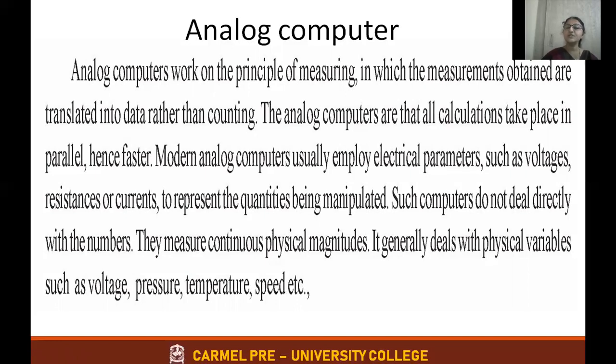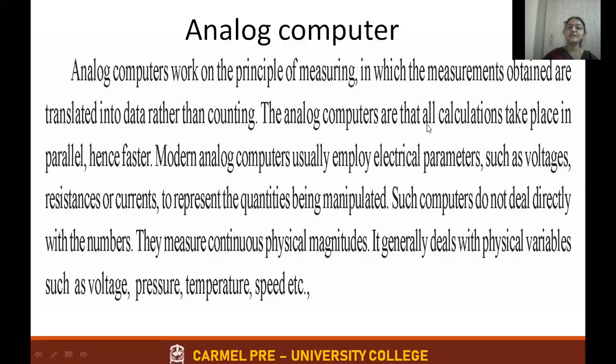Okay, such computers do not deal directly with numbers. Numbers are what we use at home: the PC is a digital computer which works on numbers, zeros and ones. But analog computers are not like that. They measure continuous physical magnitudes. They generally deal with physical variables such as voltage, pressure, temperature, speed, etc.